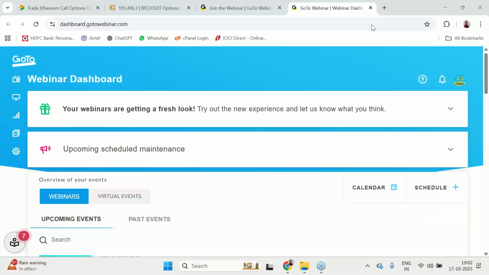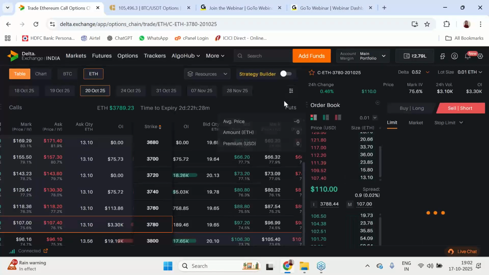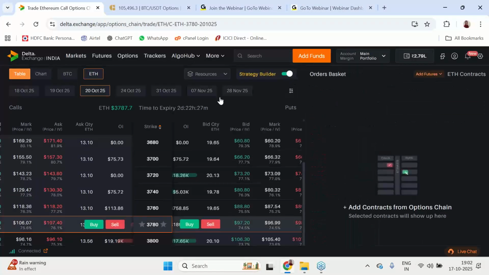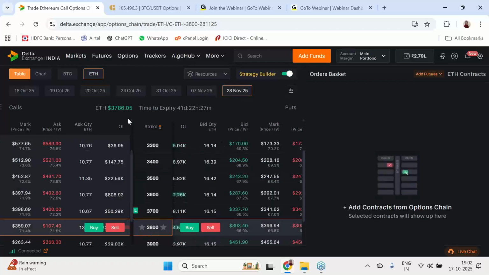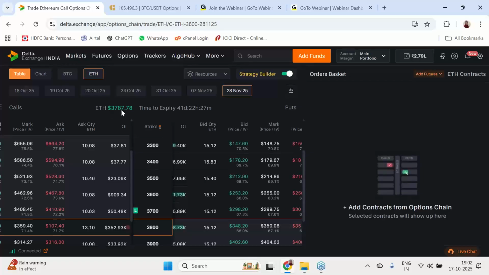Basics, very basics of calendar. So better to go with the examples. Say these are the two monthly contracts. Say November month contract. Currently, Ethereum is at 3,800.